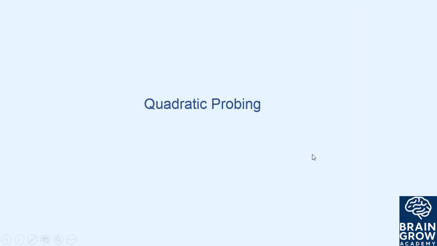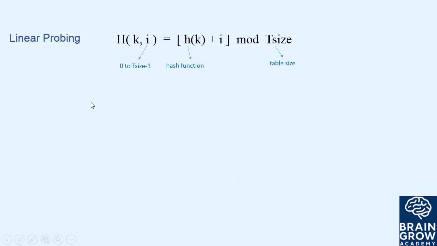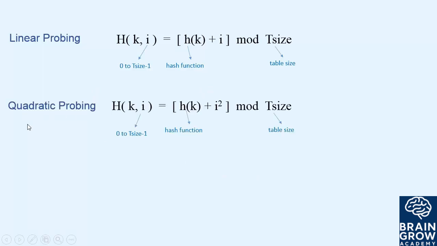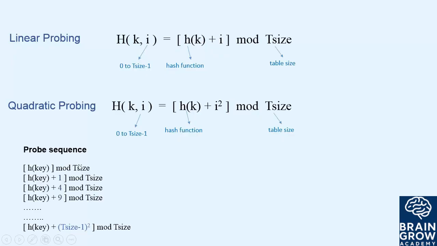In this lecture, we'll discuss quadratic probing. We have seen the formula for linear probing. In quadratic probing formula, we have i square instead of i. So in case of quadratic probing, this is a sequence of locations that will be probed. We add 1 square, then 2 square, then 3 square and so on.